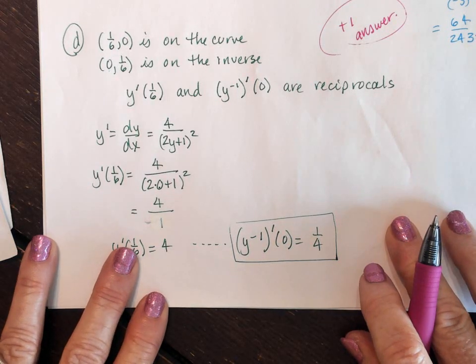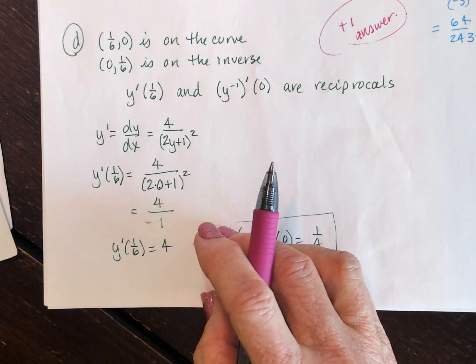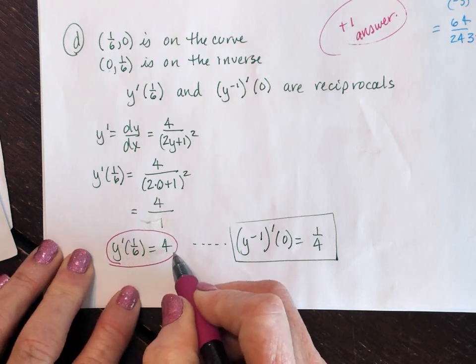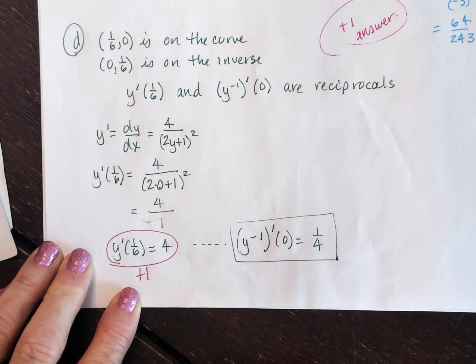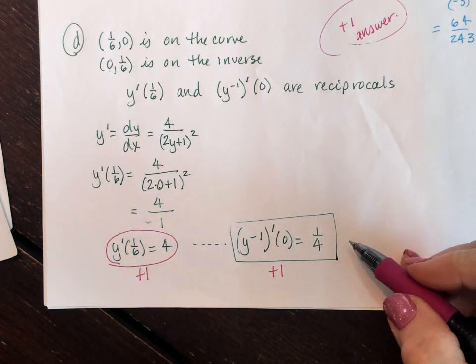they gave you 1 point. Part D was only 2 points. So 1 point to come up with this, y prime at 1/6 is 4, plus 1 for that, and plus 1 for this, for the inverse.